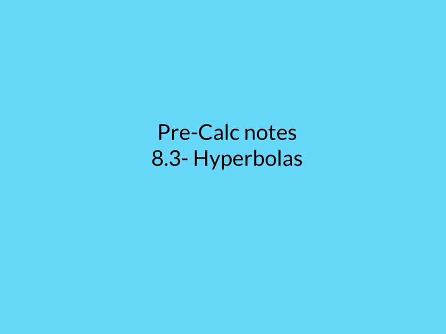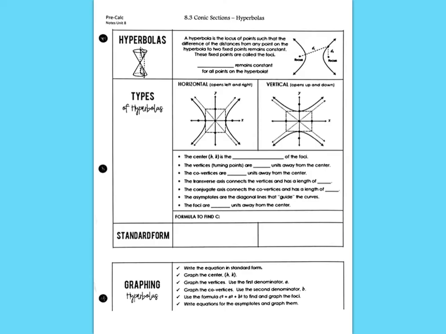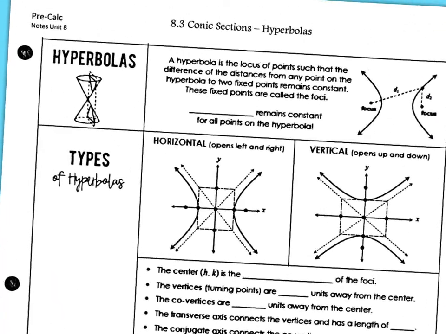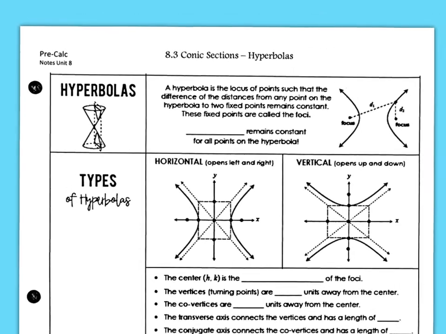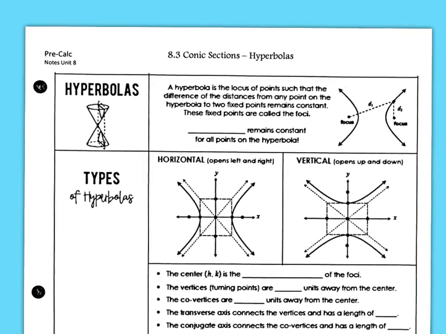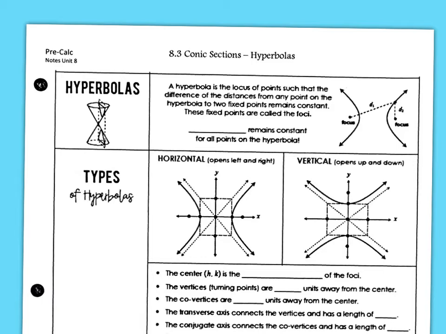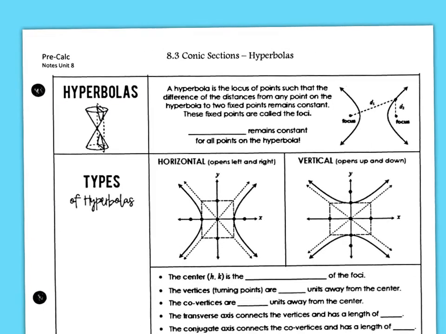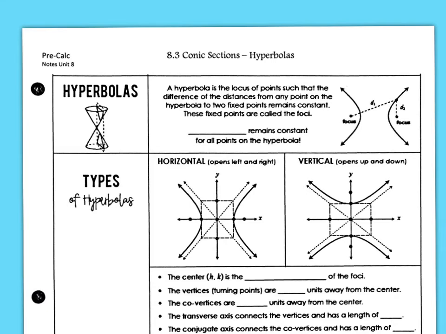Hello everyone, today is hyperbolas. Just to connect a hyperbola to an ellipse: an ellipse was adding a constant sum to make the shape, and because a hyperbola is kind of an ellipse flipped inside out, we're going to subtract those same two distances.